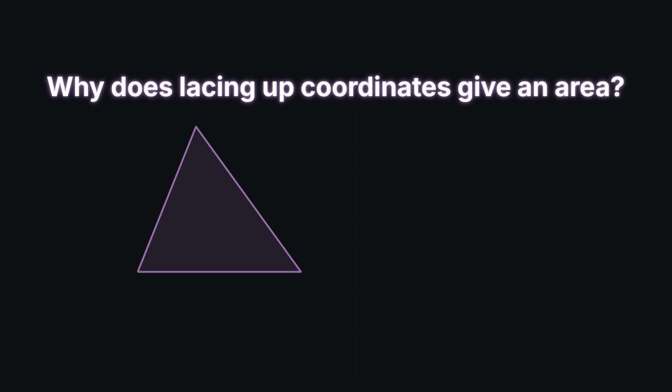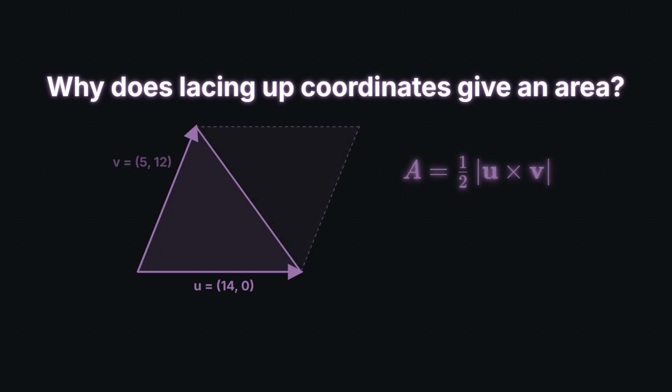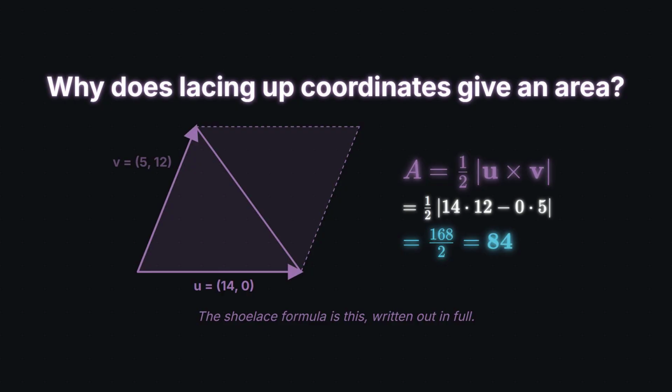Slide one corner onto the origin, and the other 2 corners become arrows. 2 vectors. And in vector algebra, the size of their cross product is the area of the parallelogram those 2 arrows span. That is the same parallelogram we built back at the start. So the triangle is half of it. 14 times 12, minus 0 times 5, halved. 84 again. The shoelace formula was never a trick. It is this, simply written out in full.